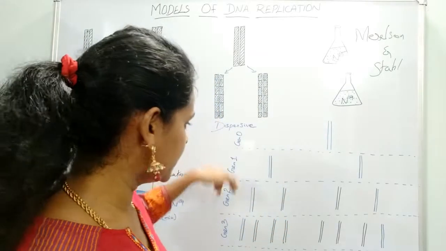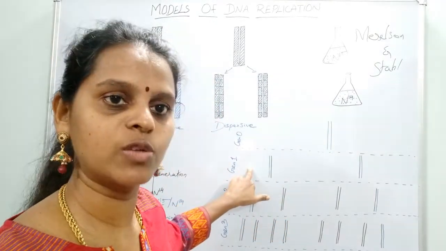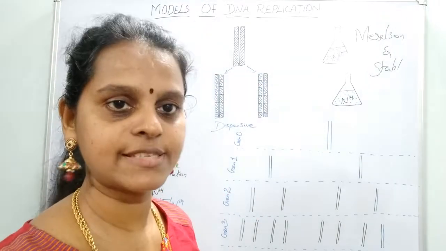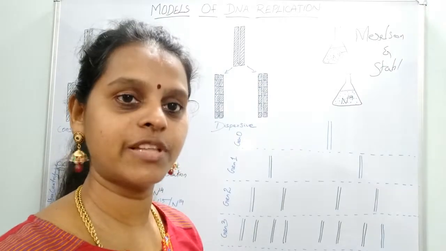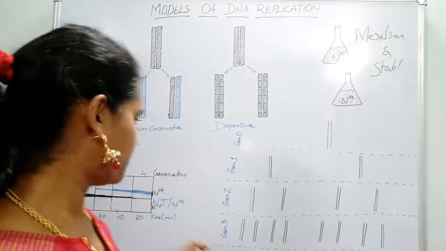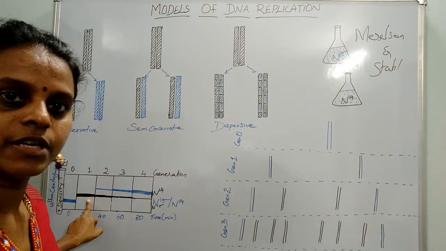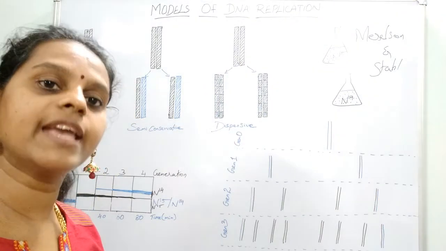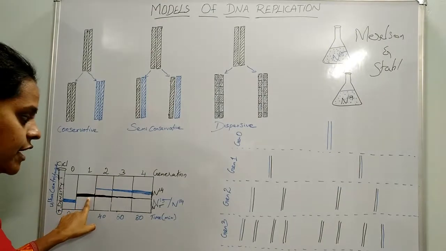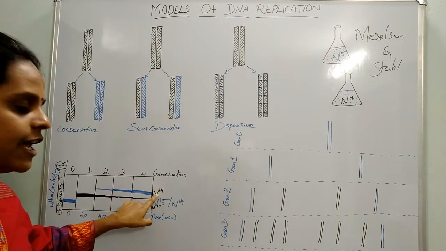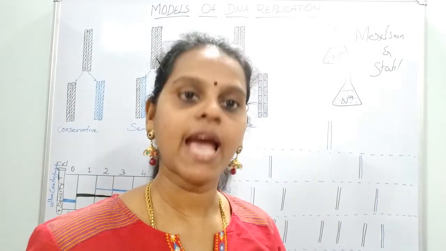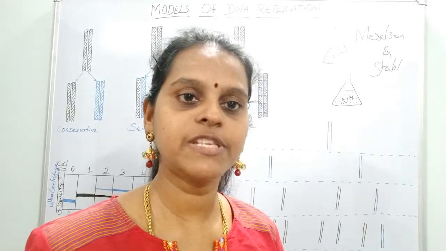In generation 1 also, they harvested some cells, isolated the DNA, and went for density gradient centrifugation, in which they found a different result. The band they received does not correlate with N15 or N14. It forms an intermediate band between N15 and N14. It means the DNA molecule contains both N15 and N14 isotope nitrogen.